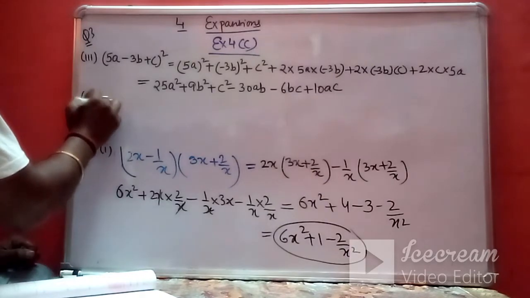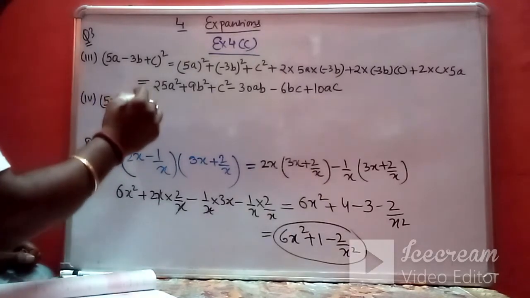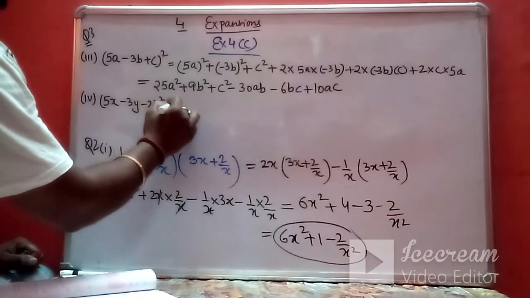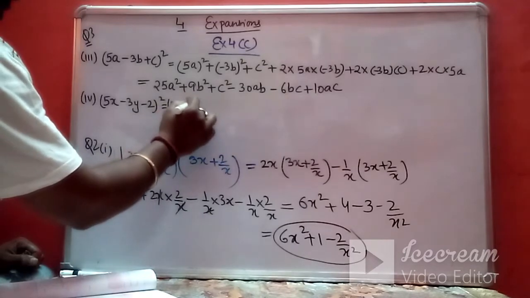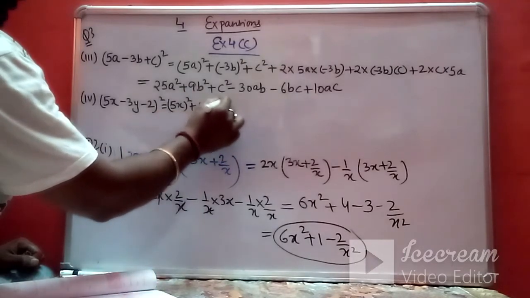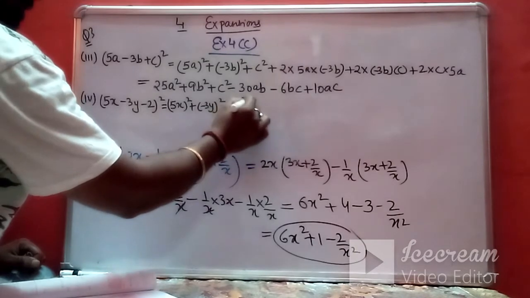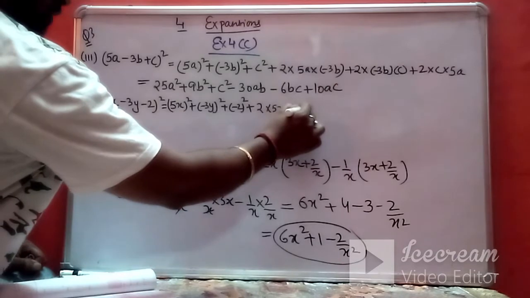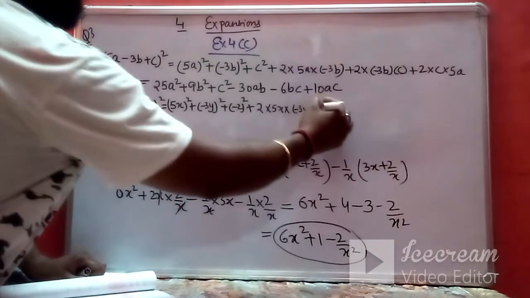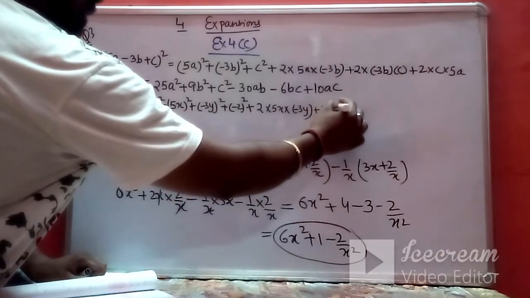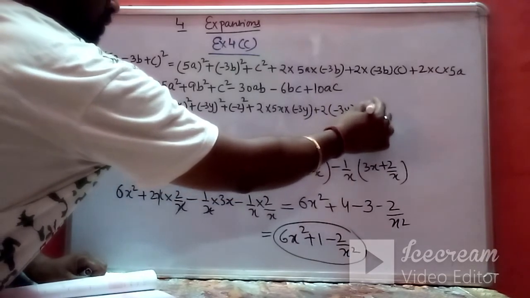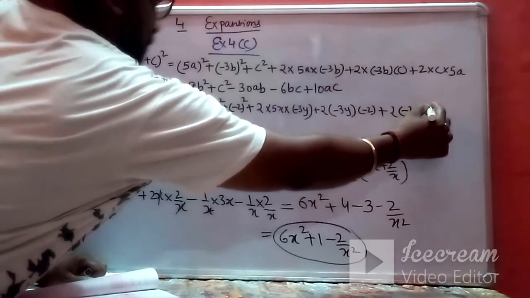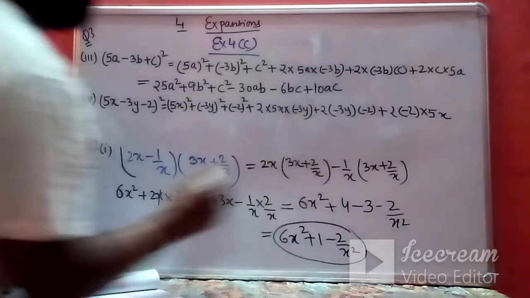And suppose if you have something like this, (5x - 3y - 2) whole square, so again a square plus b square plus c square, then 2 into 5x into minus 3y, okay, along with the sign, plus 2 into minus 3y into minus 2, plus 2 into minus 2 into 5x.